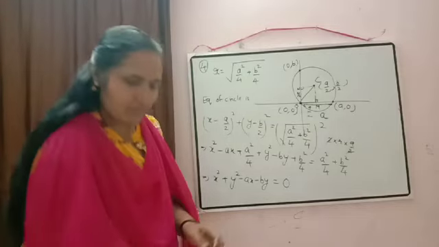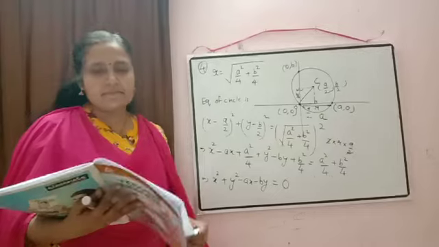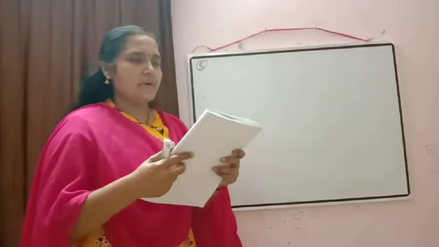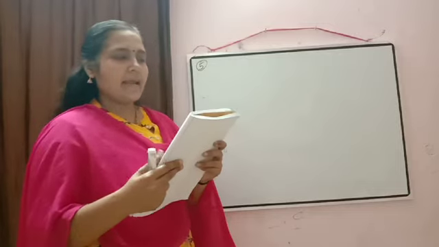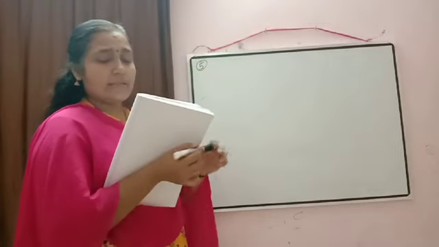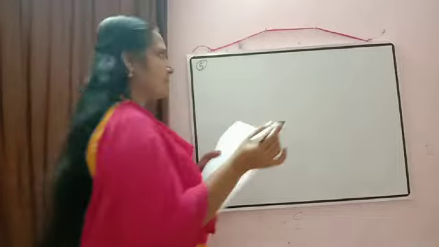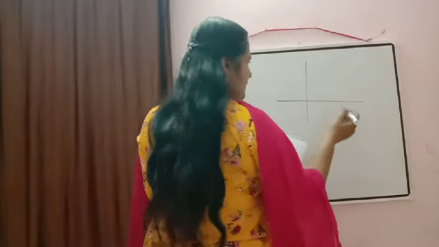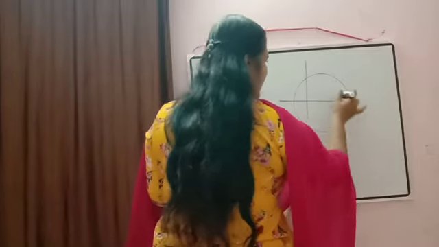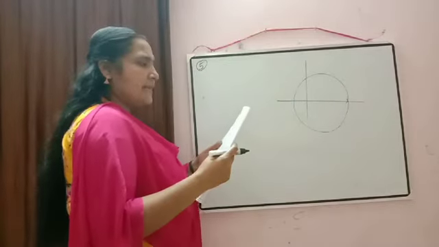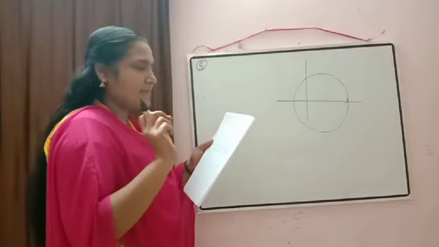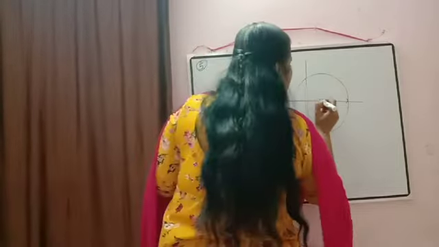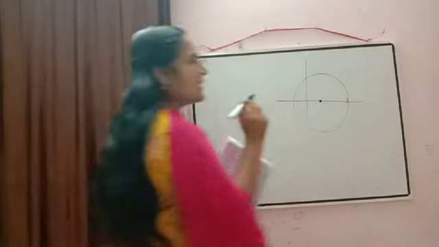Okay, now we'll check the next question. Find the equation of the circle with radius root 20 whose center lies on the x-axis. Again we can draw the diagram. We have to find the equation of the circle. The radius is given and one condition is given: the center of the circle is on the x-axis. So somewhere we have the center.